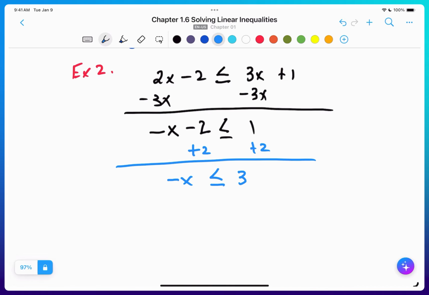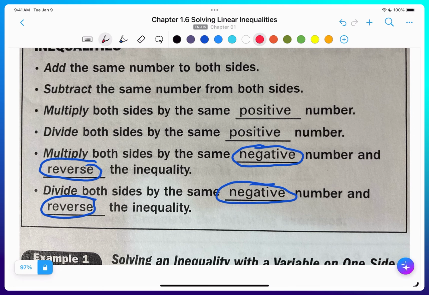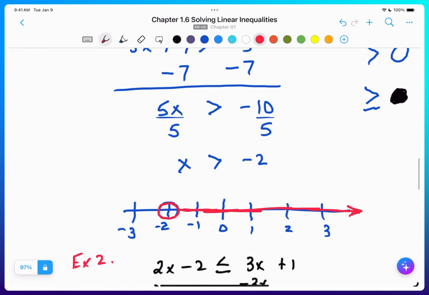Now, here's the kicker. I got a negative number right here. Do you see that negative number? That number has got to be changed to a positive number. And how do you change a negative number to a positive number? Well, you're going to divide by -1 and divide by -1. Now, here's the real kicker. Because I divided by a negative number, remember the rules, I reverse the inequality.